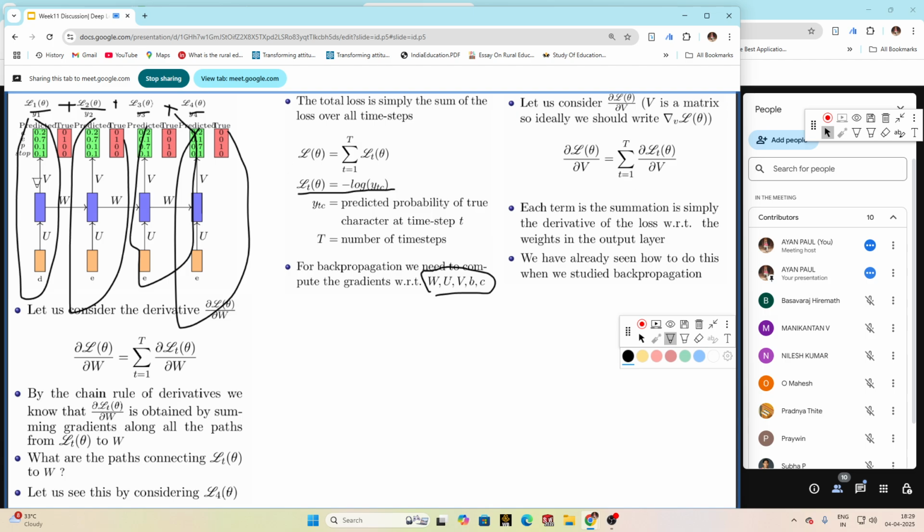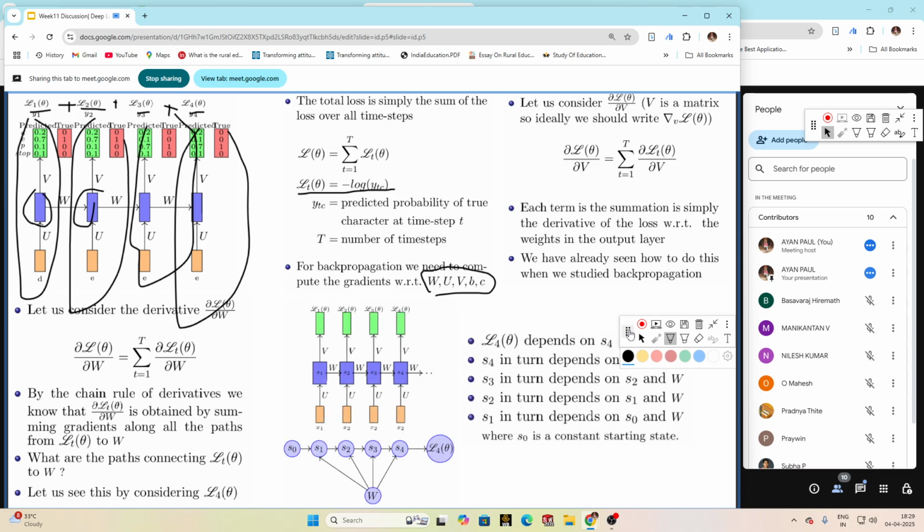Okay, dL by dV is okay, but what will be dL by dW? To calculate dL by dW, we have these hidden states, or s, coming in between. So let's see an example of L4. That means what will be dL4 by dW equal to?